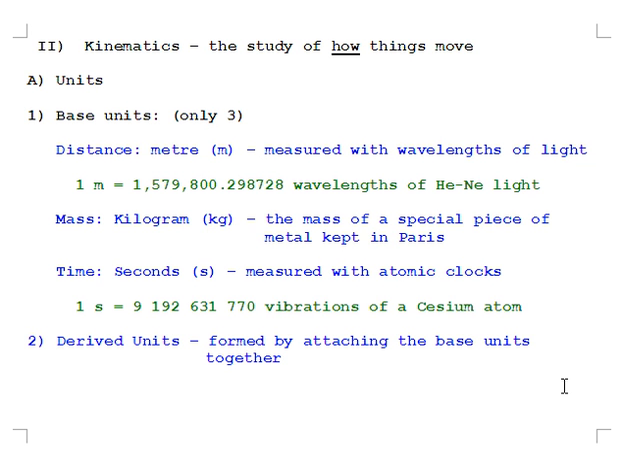Now, derived units, you can take meters, kilograms, and seconds. You can just put them all together or mix them up somehow. For example, velocity, we know is measured in meters per second, and that's taking 2 of our base units and just sort of making them work nicely together.